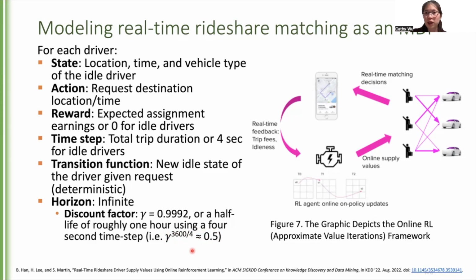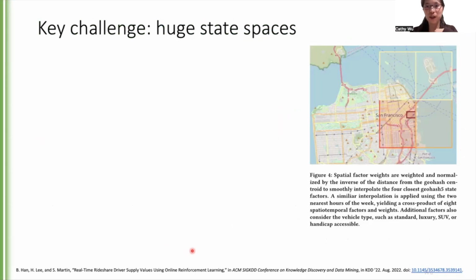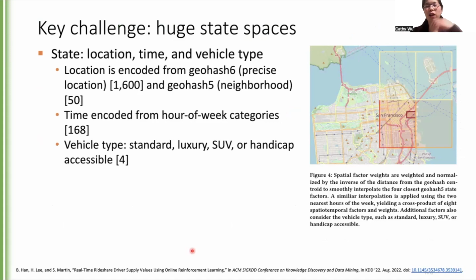So there are some initial challenges that immediately appear, and this is a lot of what we're going to talk about addressing in this unit. If we think about these states, this already results in huge state spaces. This is a key challenge in reinforcement learning. So let me give you a sense of how we might encode this state space.